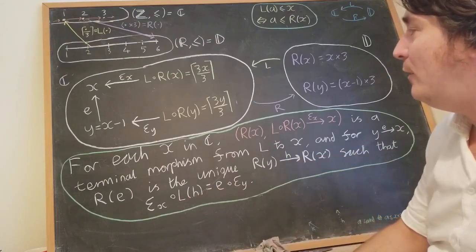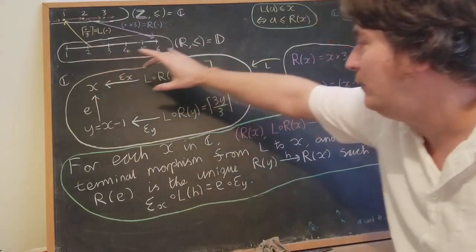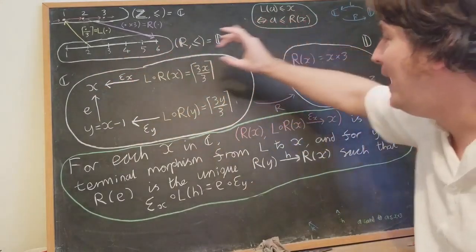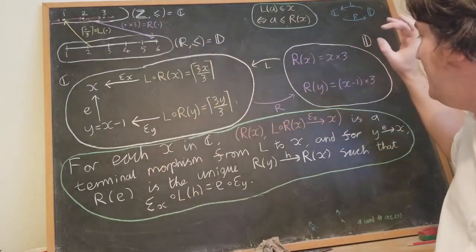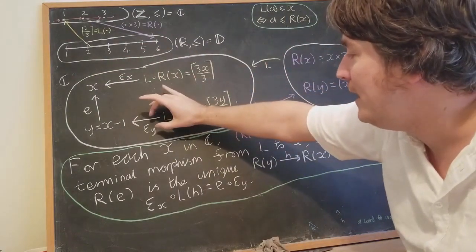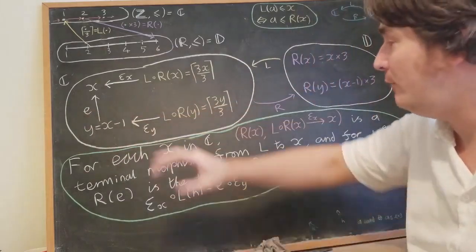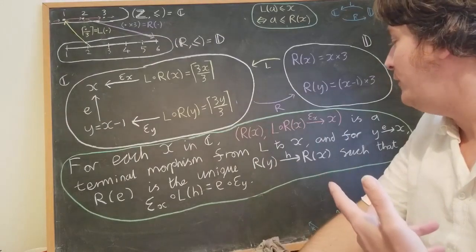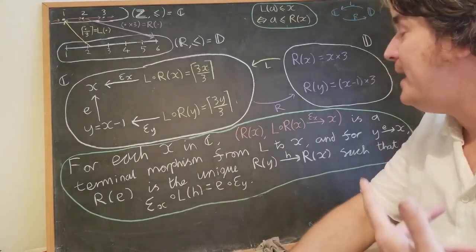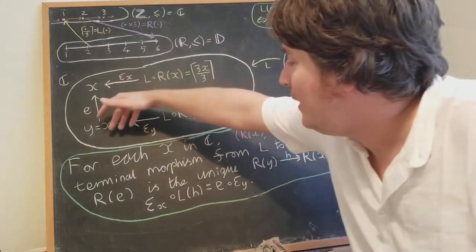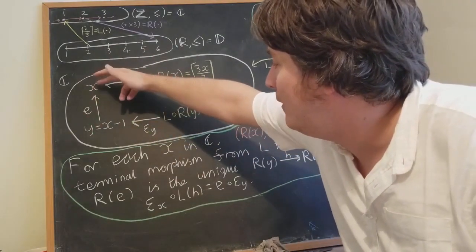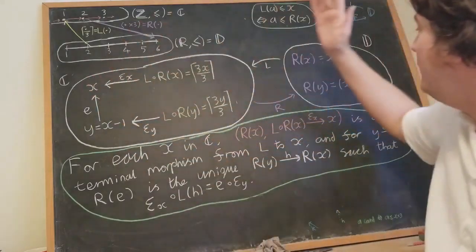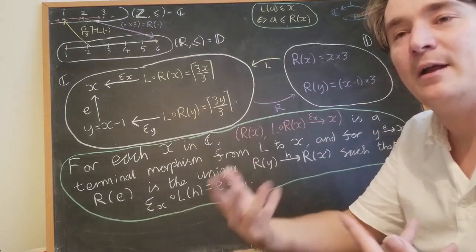Okay, so we've already seen how we can construct this terminal morphism here with R of X and epsilon X. And in a similar way, we get R of Y and epsilon Y going into Y from L after R of Y. And that's the terminal morphism from L to Y, okay? And we're supposing now we have this arrow E from Y to X. So we want to basically lift that over here and make sure that it satisfies the right condition, okay?